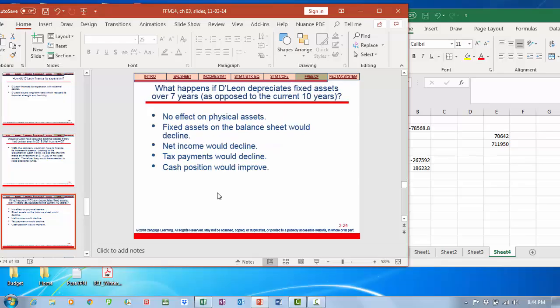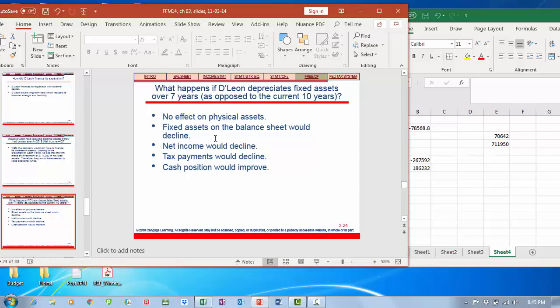What happens if DeLeon depreciates fixed assets over 7 years as opposed to the current 10 years? If depreciation is taken over 10 years, you're depreciating on a straight line 10% every year. So you're taking back 10% every year for replacement cost. If you do it over 7 years, obviously you're depreciating at a much higher rate. So your inflow of cash is going to go up. But the machine is still going to live its own normal life. So there'll be no effect on the physical asset.